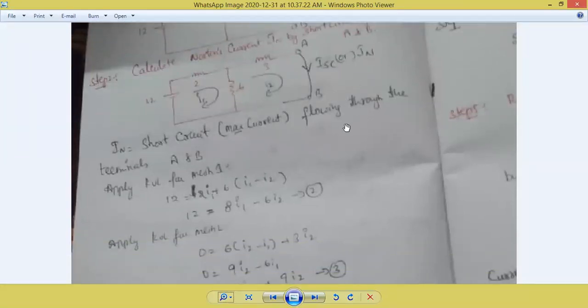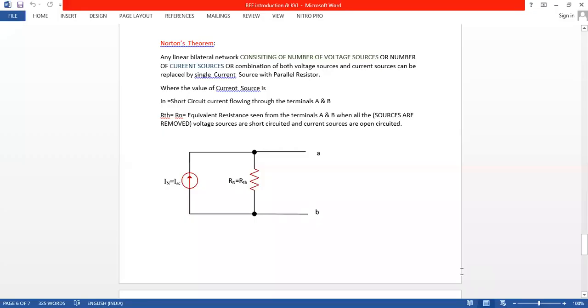Now we'll go for step 3. What do we have to do in step 3? What is Norton's equivalent circuit? Any circuit will be replaced into the Norton's equivalent circuit. On the screen, what are we having? A current source with a parallel resistor. Yes or no, all of you?